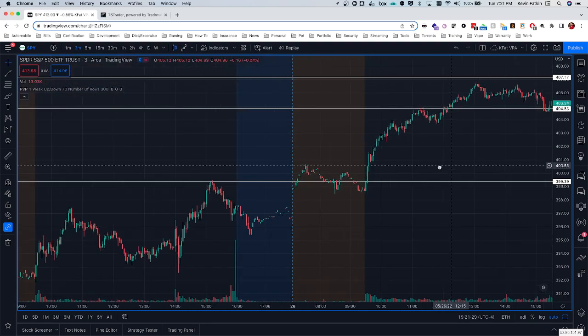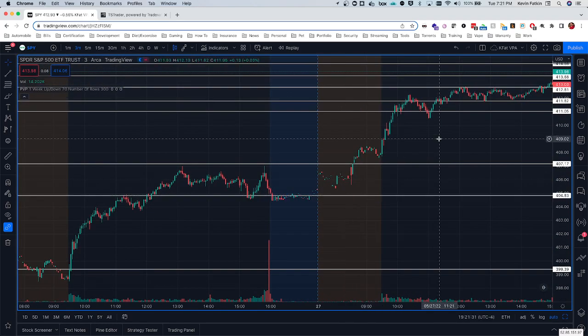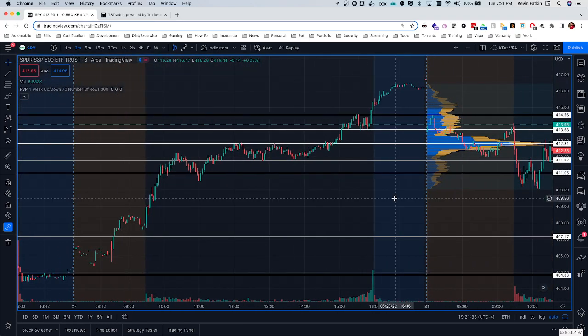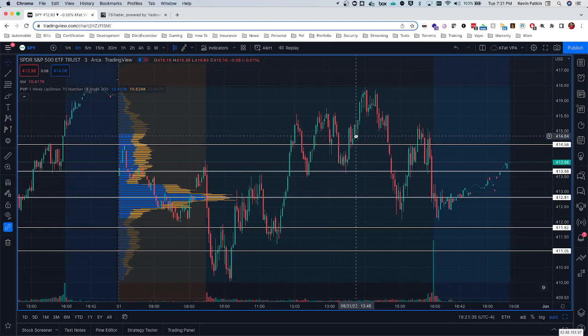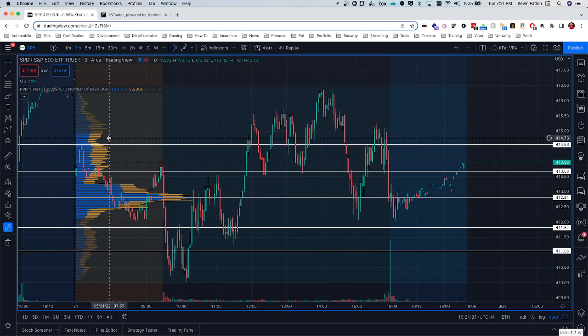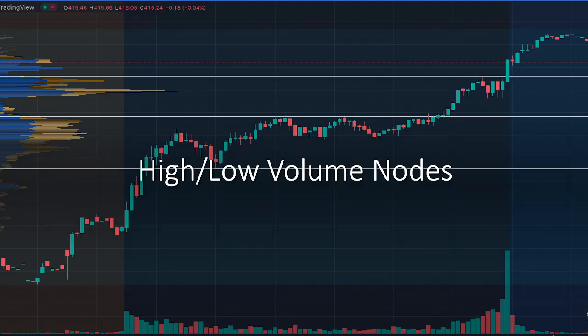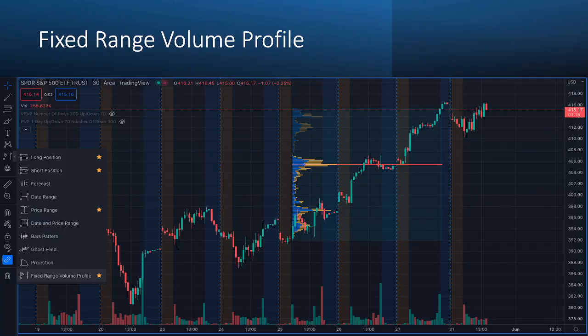Once you zoom into a lower time frame, it's always a good idea to adjust them to make sure that they do line up properly, sort of double check them if you can. But I've done it blind before, especially if I was in a hurry, and they always work perfectly, especially on the higher time frames. So those are the high and low volume nodes.